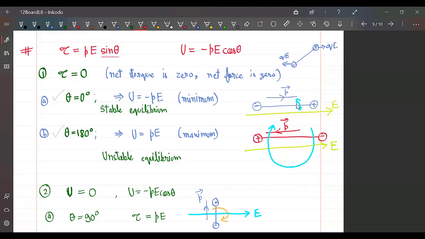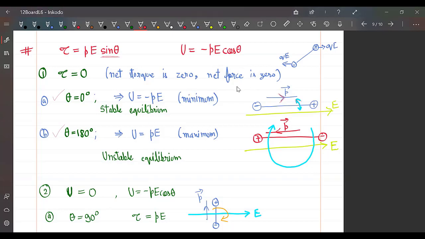We can see it from here that the dipole moment is along this direction, parallel to the electric field. If you try to rotate it a bit by a small amount, it will regain its original position, its original state. But if theta is 180, then cos 180 is minus 1. So potential energy is minus PE times minus 1. That will be PE. So potential energy is maximum. So this is unstable equilibrium.